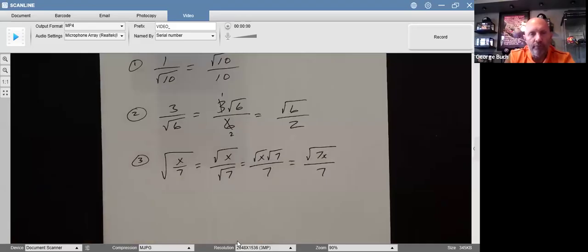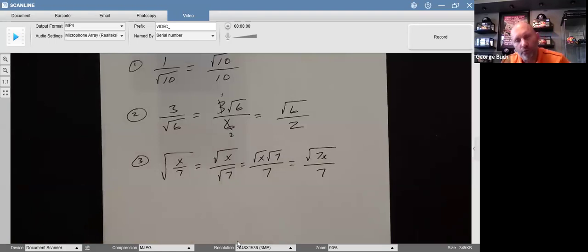And that is it. Different types of rationalizing that we have. So just basic one, sort of basic, but we have to simplify. And then this one, we have to apply our radical rules a couple times, break it apart, do the shortcut, apply the rule to multiply everything together. You get root 7x over 7.